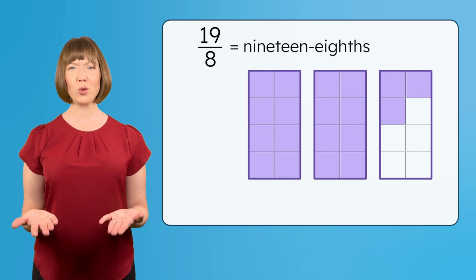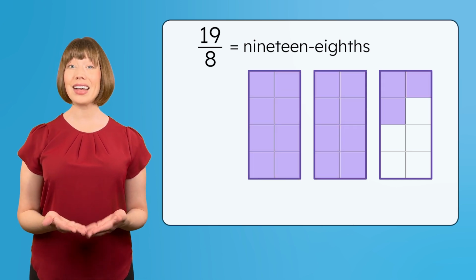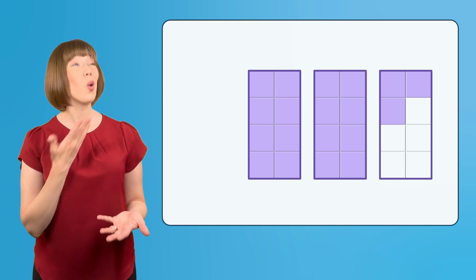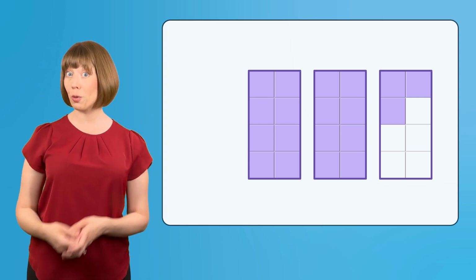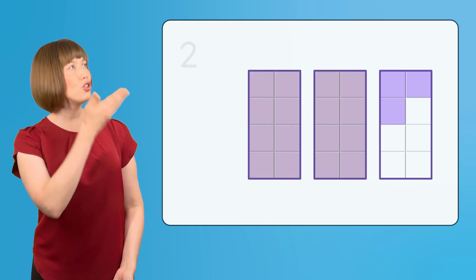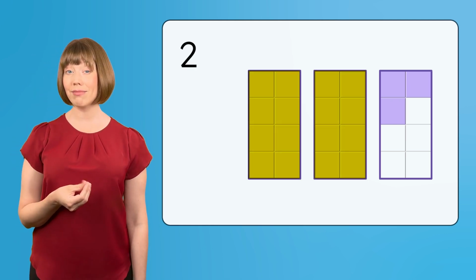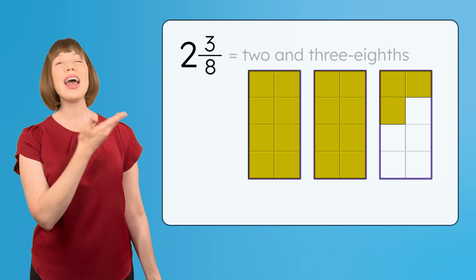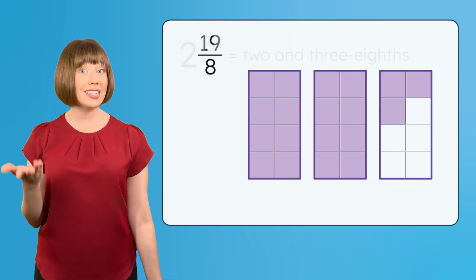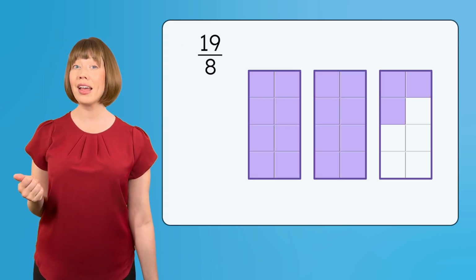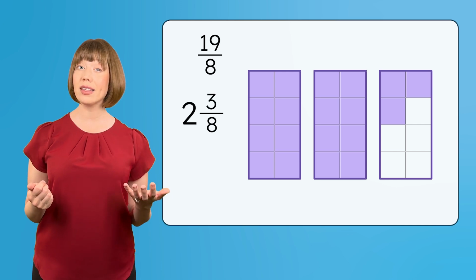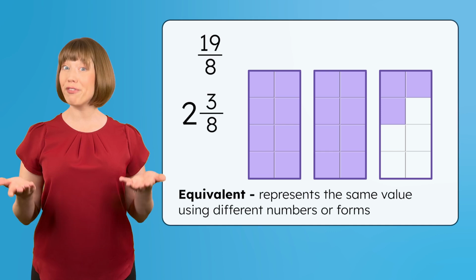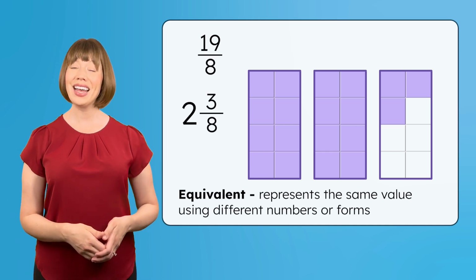How could we also represent 19/8 as a mixed number? We can count the whole pieces and the fractional parts. We have 2 whole exercise mats and 3/8 of another, or 2 3/8. 19/8, the improper fraction, and 2 3/8, the mixed number, are equivalent. They represent the same value, just in different ways.